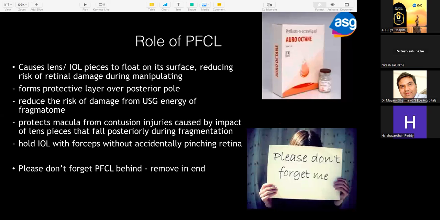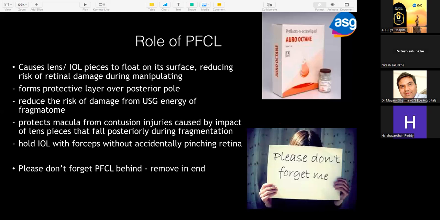Now, in that video PFCL is not used, but ideally you should use PFCL. Why do we need to use PFCL? The main function is to protect your retina. Once you've injected the PFCL, it will float the nucleus or the IOL onto its surface. So there's a reduced risk of damage to the retina while you're manipulating it.